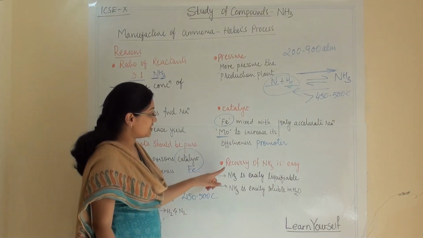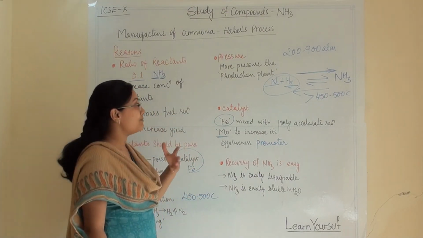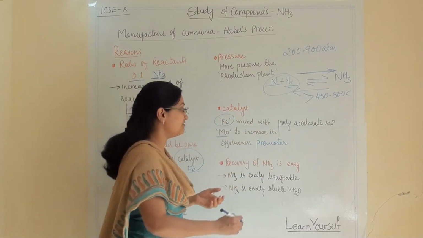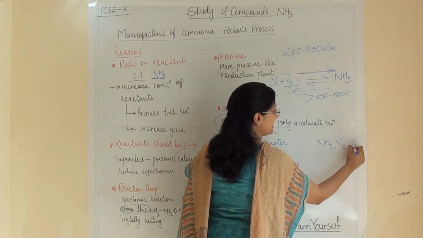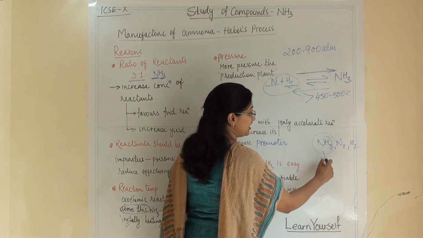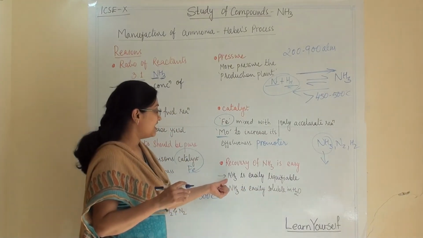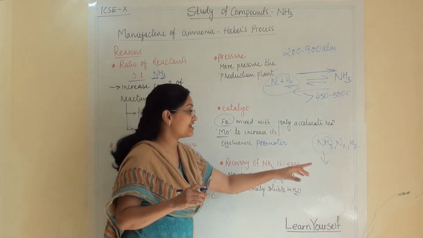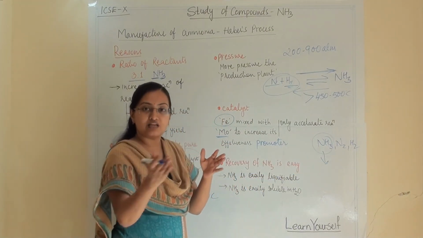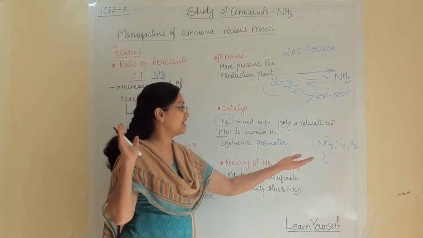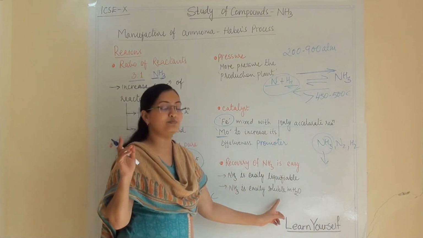And now the last one: recovery of ammonia is very easy in Haber's process. Why? Because it is a reversible reaction, so whatever ammonia you get won't be alone. It will be with nitrogen and hydrogen. But to separate the ammonia from this mixture is very easy, because ammonia is easily liquefiable, whereas nitrogen and hydrogen are not. So you will liquefy the ammonia and separate it, and the rest will remain as a gas.